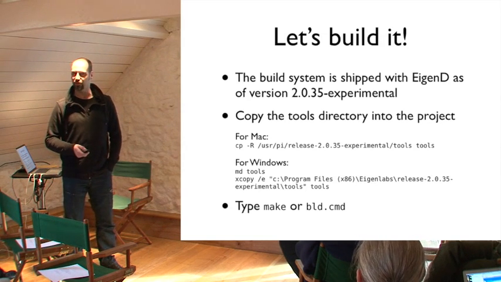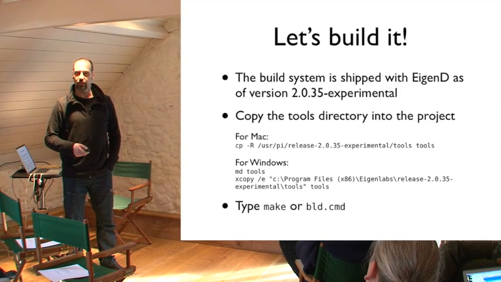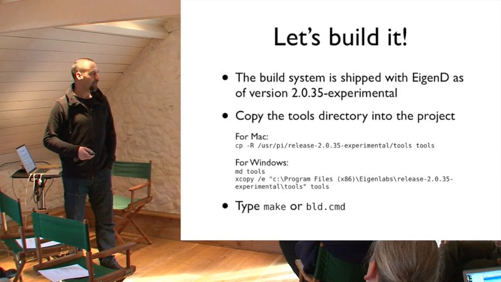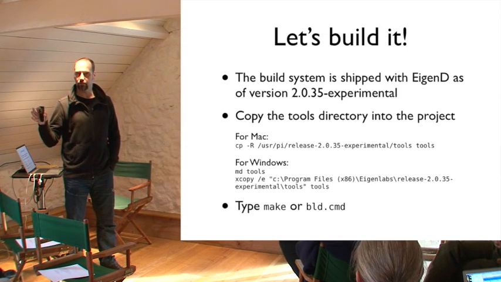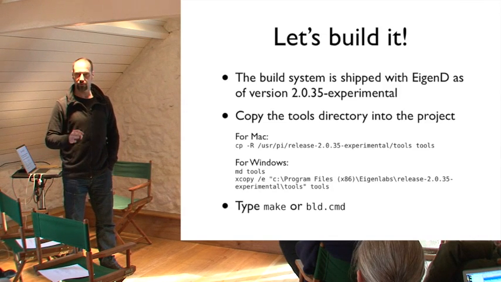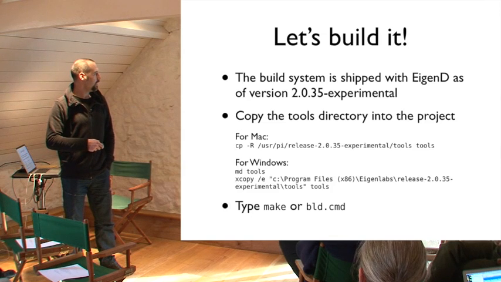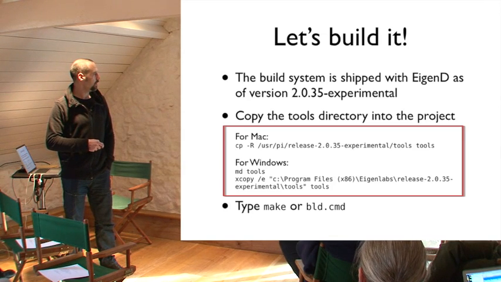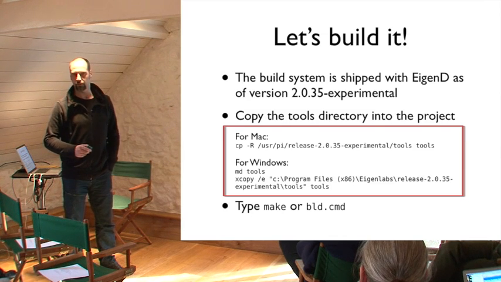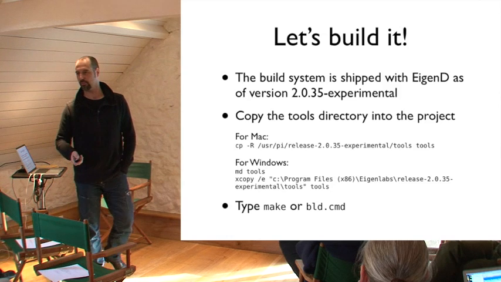So how do you build this? Probably the first thing you'll want to do, you check this out. And if you have Eignd 2.0.35 installed, which is now available on the website, then you don't actually have to check out the whole repository from GitHub. All you have to do is install 2.0.35, and then inside the installation directory, this on Macintosh and this on Windows, there is a tools directory which contains everything that you need to make the build system work.